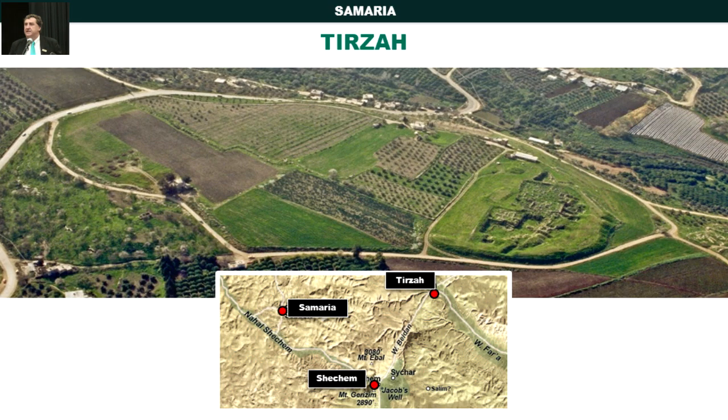Now, Tirzah was the 2nd capital of the Northern Kingdom. Now, Tirzah is located about 20 kilometres northeast of Shechem, where the central valley through Samaria bends before reaching the Jordan River Valley. It is generally identified today with the site of Tel El Farah.